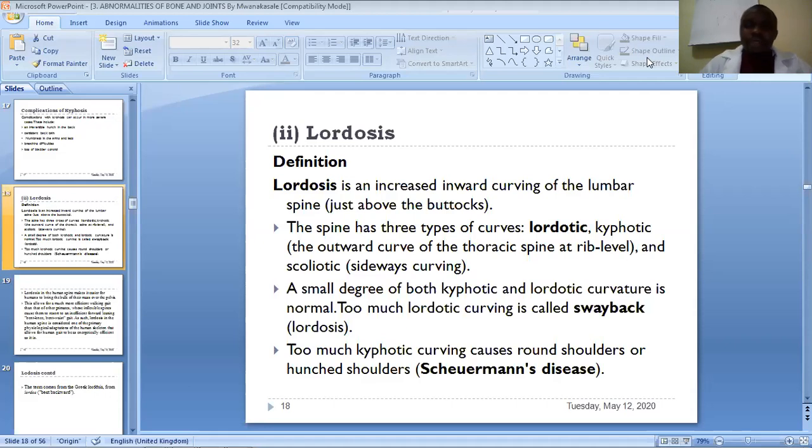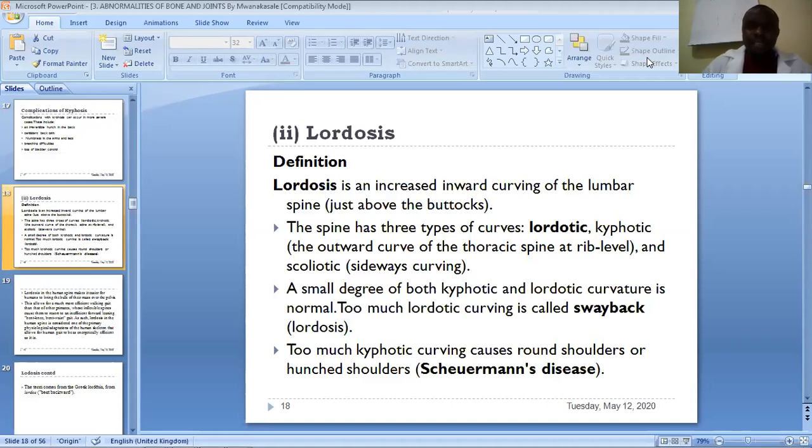Just a reminder, you still remember that the cervical spine is the first part of the vertebral column. Then we have the thoracic region where kyphosis takes place. Then we have the lumbar region now where lordosis takes place. We also have the sacrum and the coccyx, which are actually fused vertebrae.